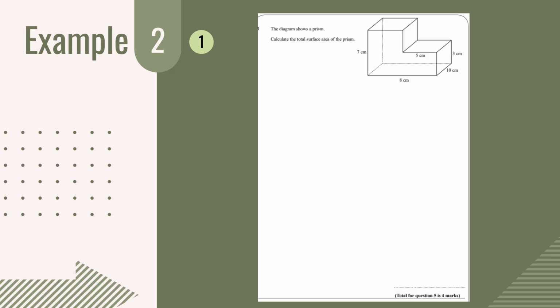First, we divide our prism into 2 cuboids by drawing a line down the middle. Now, we'll work out our values for our length and our height, what we don't know. So we do 8 minus 5 to get 3, and we do 7 minus 3 to get 4. Now we work out the surface area of the prism.